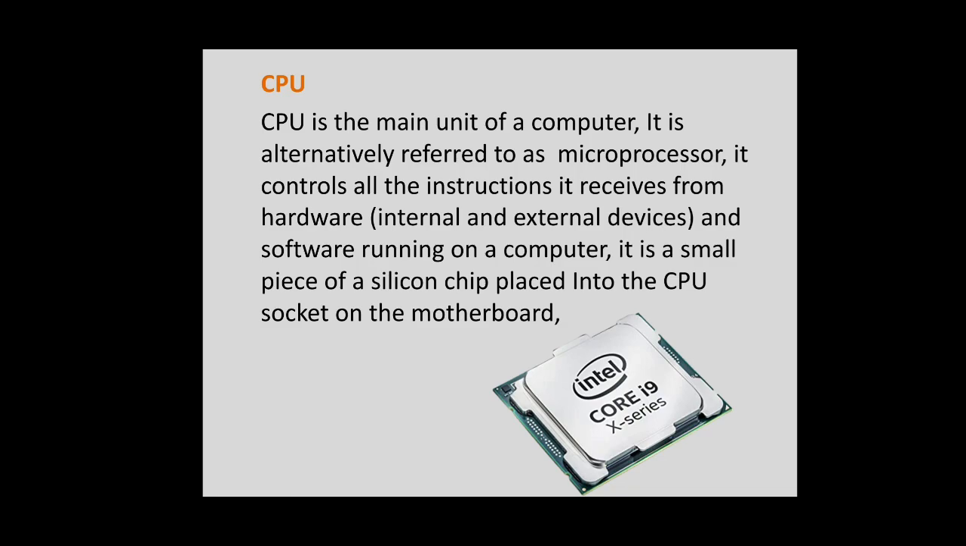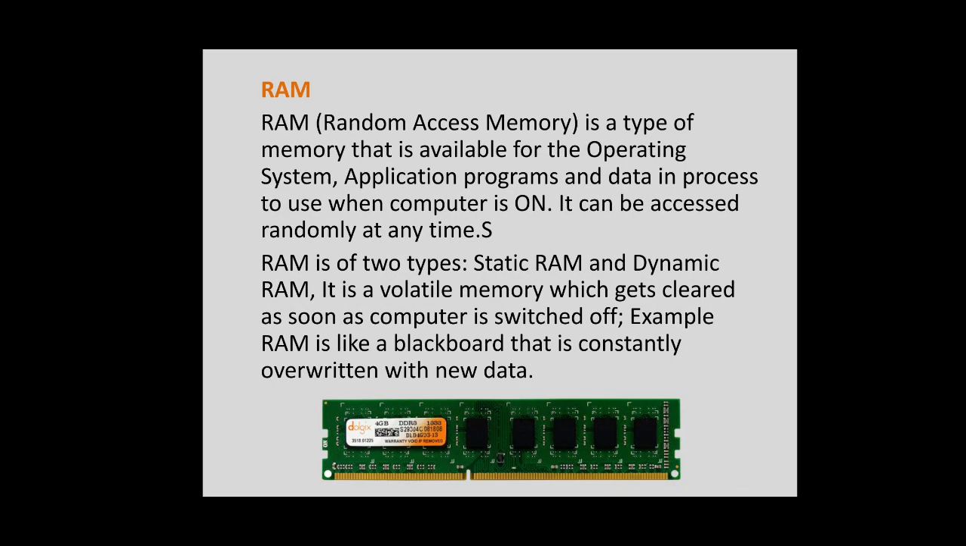CPU. The CPU is the main unit of the computer. It is alternatively referred to as a microprocessor. It controls all the instructions it receives from hardware, internal and external devices, and software running on the computer. It is a small piece of silicon chip placed into the CPU socket on the motherboard. So it is the main processor available on the motherboard. Like in this image, this is a Core i9 processor.